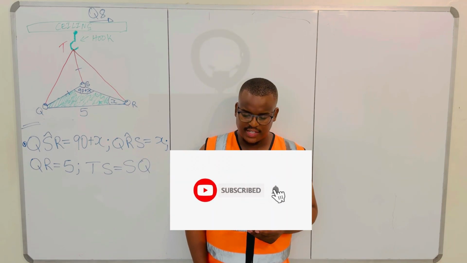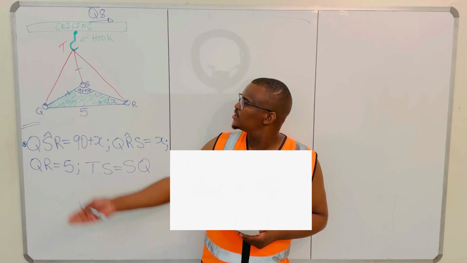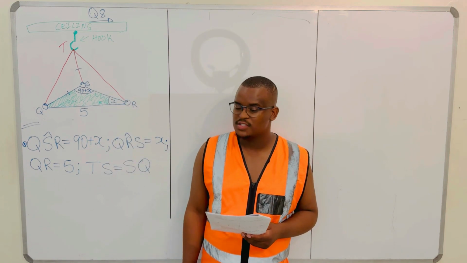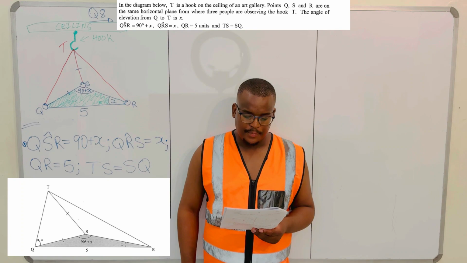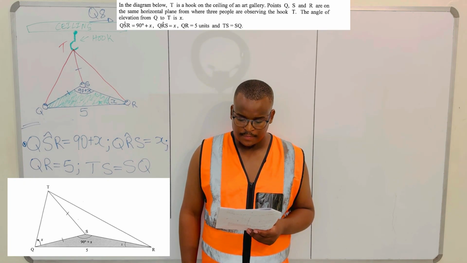So in this video, we're doing question 8 of the November 2021 question paper, Mathematics Paper 2. The topic is trig application, or 3D application of trigonometry, as you can see from these shapes here. So let's go. In the diagram below, T is a hook on the ceiling of an art gallery.